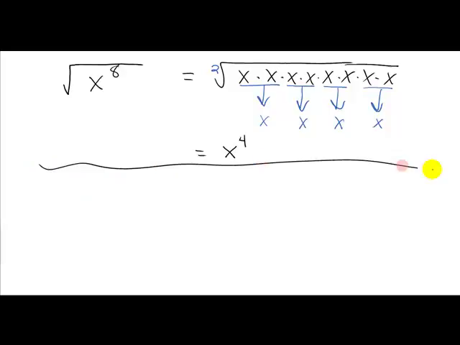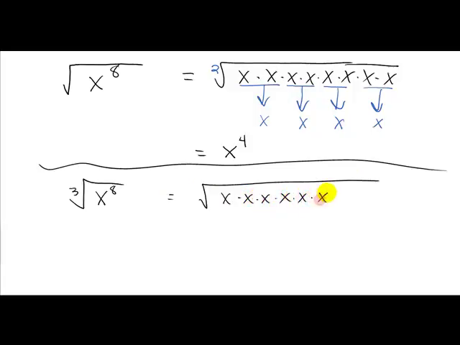What happens if this is the cube root of x to the 8? If I do the same thing and expand it, 1, 2, 3, 4, 5, 6, 7, 8, and this is a cube, that means 3 come out as 1, and 3 come out as 1, and I've got 2 left over. Well, the leftovers are going to stay inside.